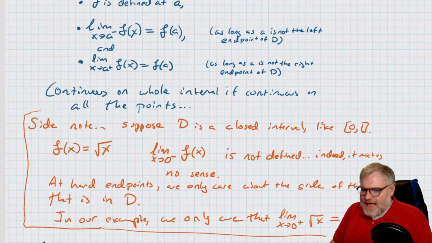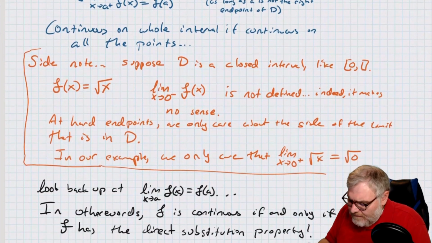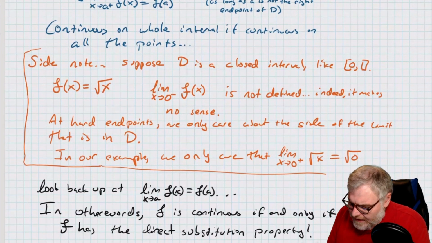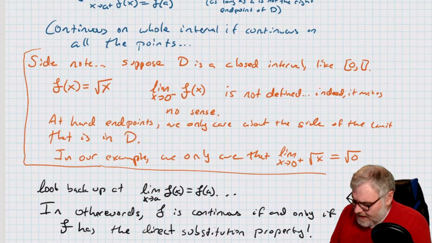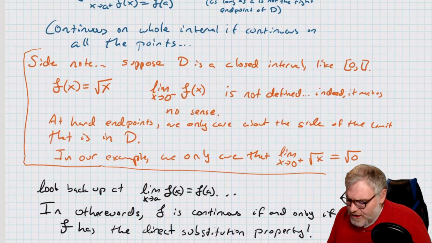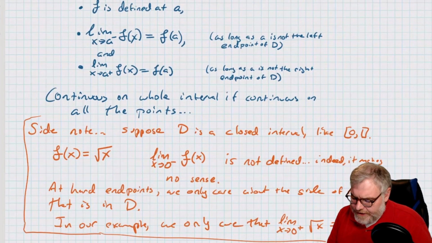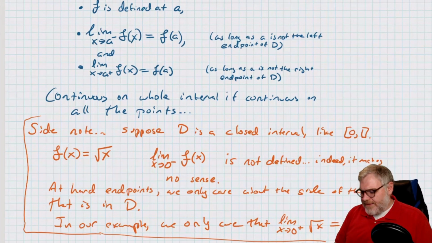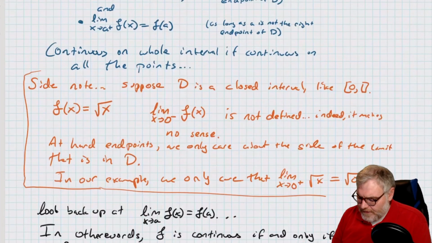So that's this kind of note here. If I'm talking about the closed interval 0, 1, then at the hard endpoints, I only care about the side that's actually in D. In our example, we only care that the limit as x goes to 0 plus of the square root of x equals the square root of 0. So that's that kind of note about what this little parentheses means. That's just a side note.